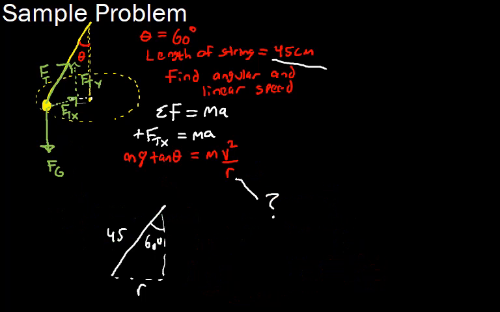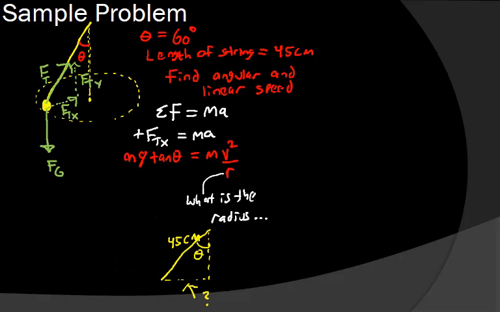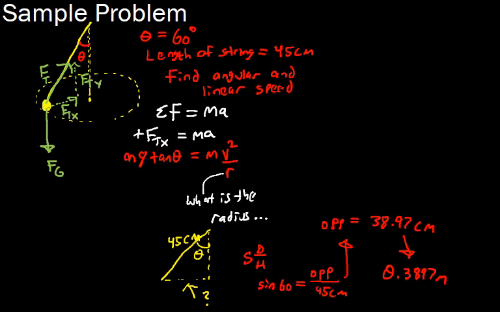We can set this in here, and we were again trying to find the angular speed and the linear speed. Our unknown here is the radius. How will we know the radius? Well, we know that this length, the hypotenuse, is 45 centimeters, so we can find the radius using trig. That side is the opposite side, and sine is opposite over hypotenuse, so sine of 60 times 45 centimeters gets 38.97 centimeters. So this is the radius as it goes in a circle. And from there we have everything that we need.